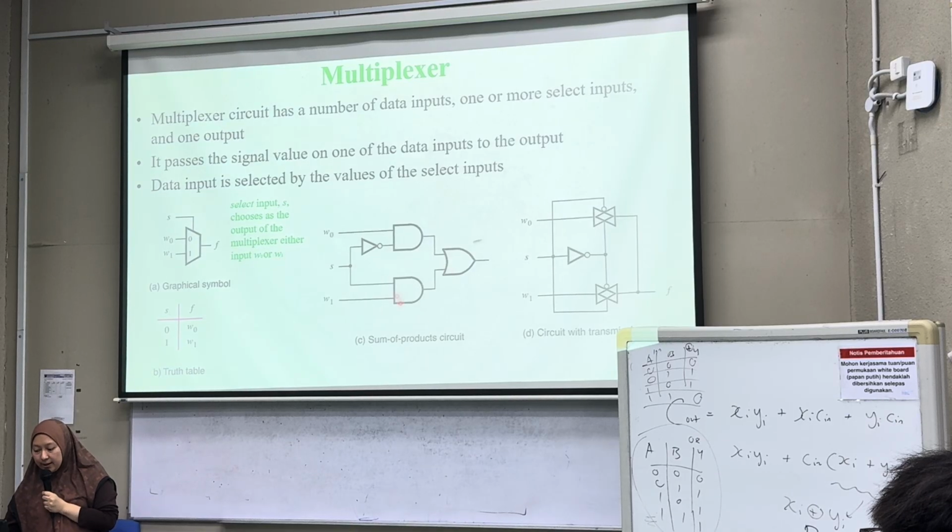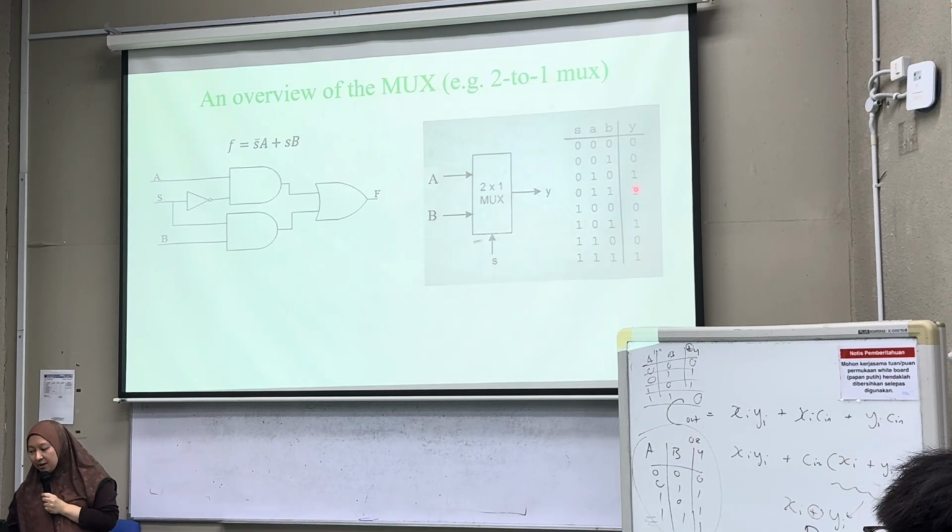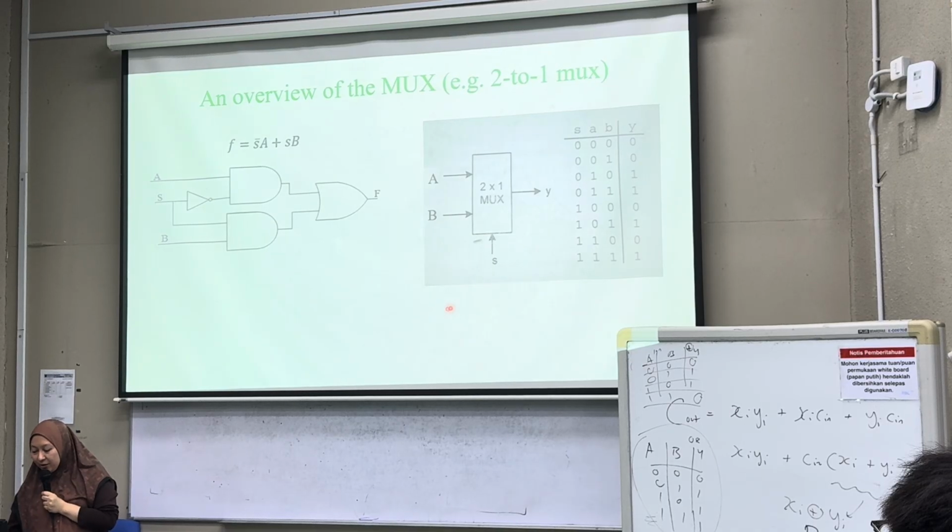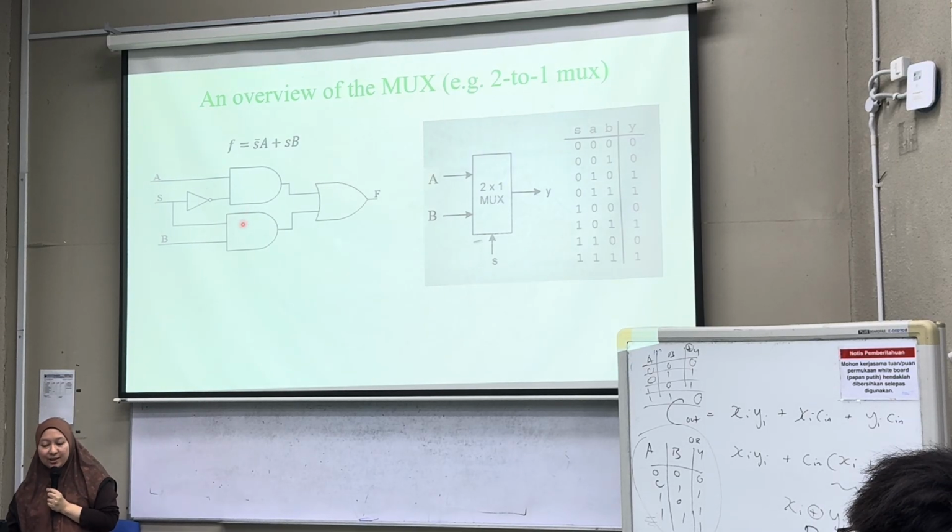This is a circuit that you get from your truth table, your SOP circuit. Another way to draw your circuit is using these transmission lines. That's just information. You don't have to worry about that at this point in time, but just know that this is your MUX, 2-to-1 MUX. Be familiar with it. You've got 2 AND gates.